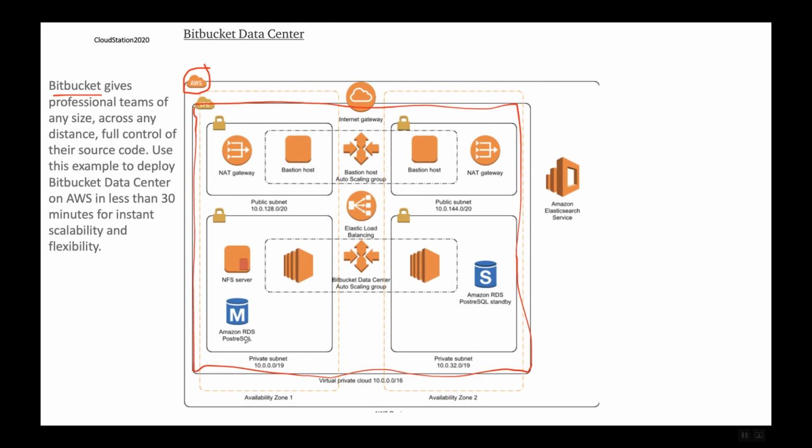Now inside this VPC, you create two zones. One is availability zone 1, one is availability zone 2. Inside this availability zone, you have your NAT gateway, you have your bastion host, you have an auto scaling group. The purpose of the auto scaling group is that there are two purposes.